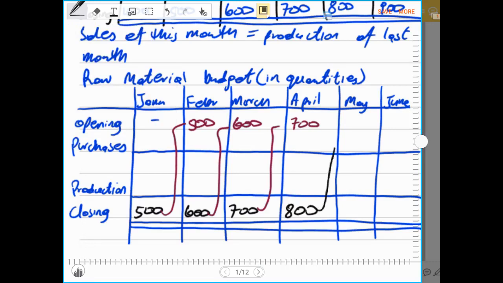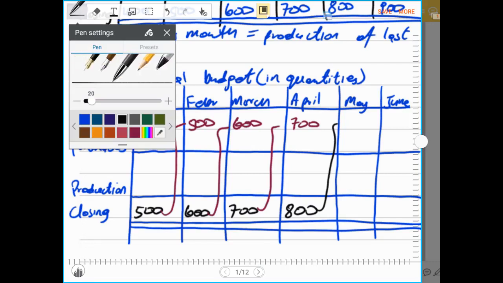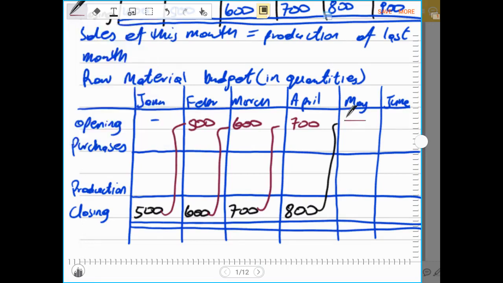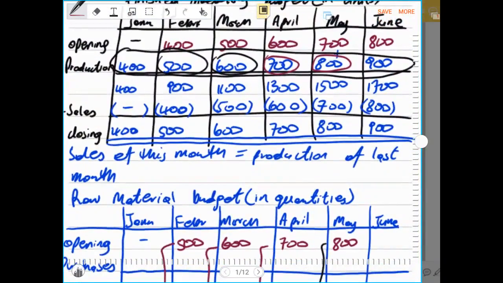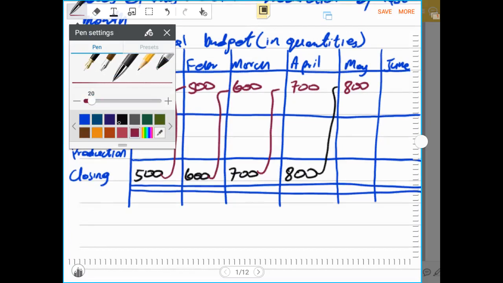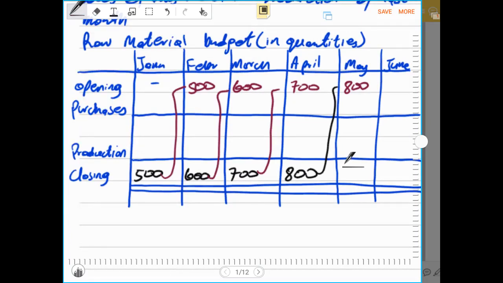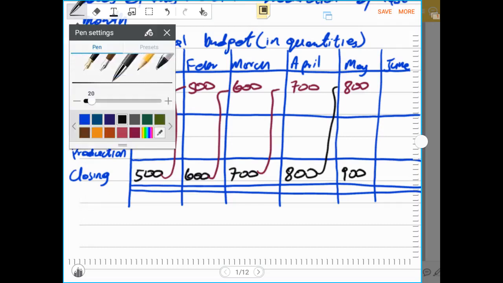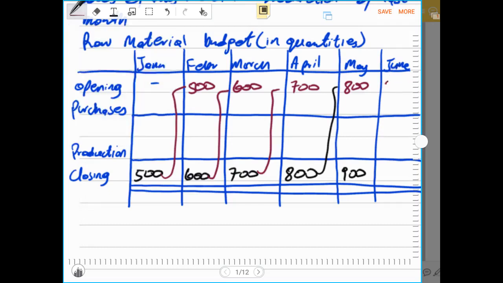Therefore, closing becomes opening, so that will be written as opening there, and that opening will be 800. Then we check for the production of the next month, which is production of the month of June. And production of June must be the closing of the month of May in the material budget. So that will be 900 here. Therefore it will be the opening of the month of June. That will be 900 opening. Closing becomes opening of the next month.